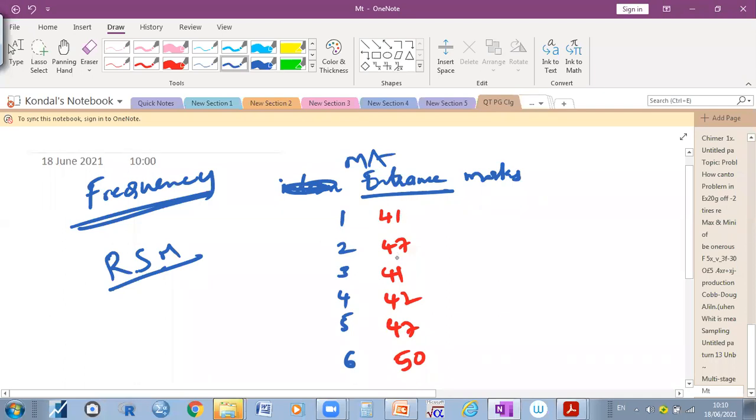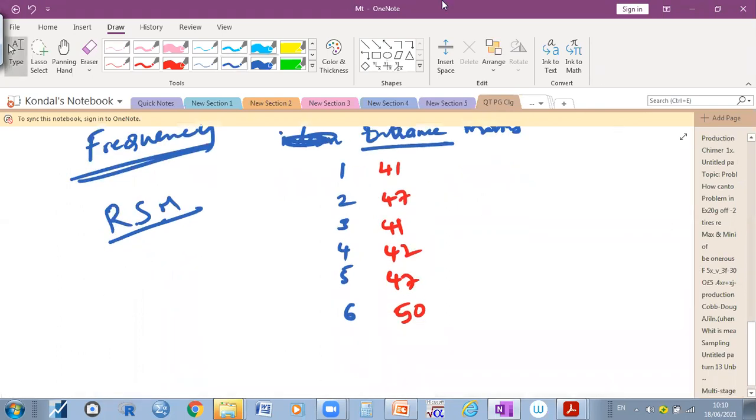Their marks: the first is 41. Second person's marks is 47. Third person is 41. Fourth one is 42. Fifth one is 47. Sixth one is 50 marks. So how can we calculate it? How can we do the frequencies?